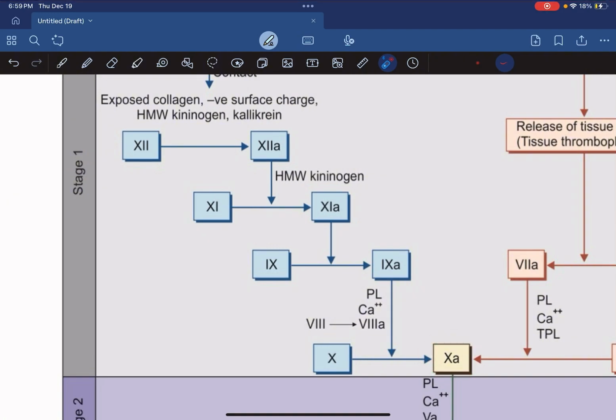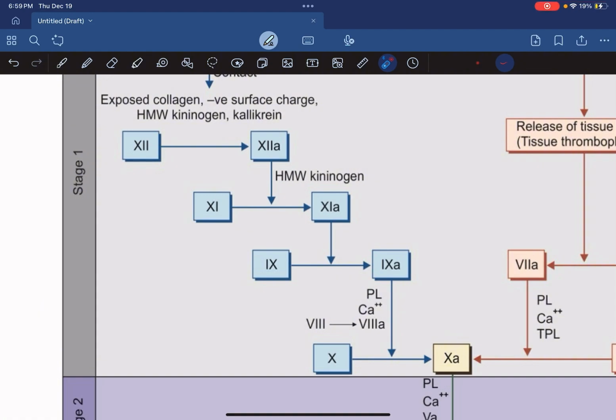The activation of factor 10A is not done only by the factors seen here; it is mainly done with the help of platelet phospholipid, calcium, and the activated factor 8A. How is factor 8 activated? Factor 8A is activated after it is separated from the von Willebrand factor in the circulation. The activation of factor 8 is also facilitated by factor 10A. So it is a circular process.